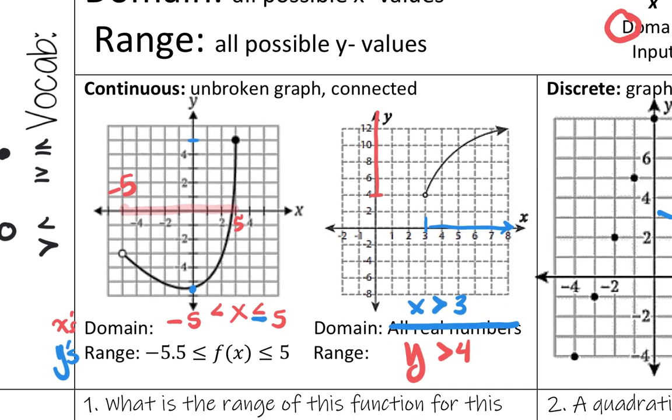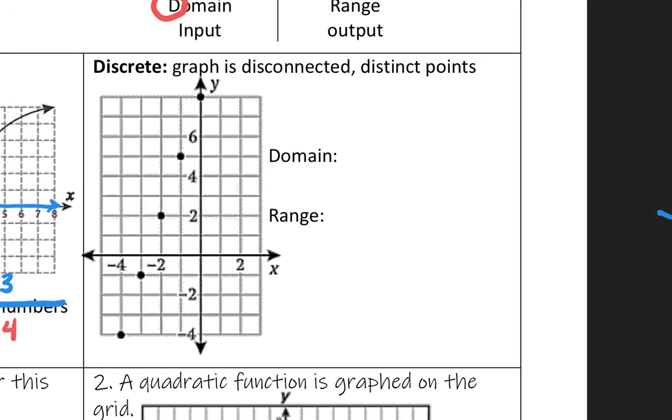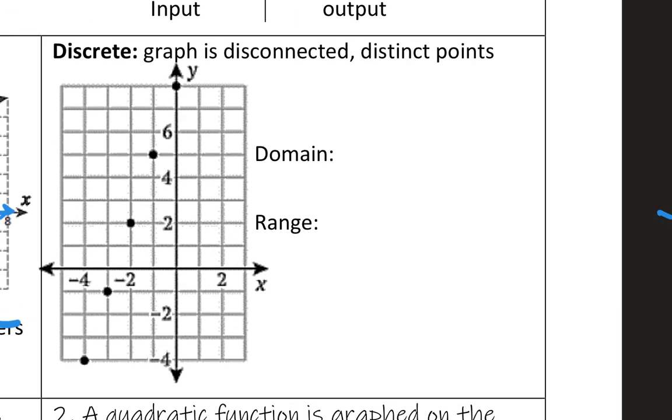Continuous graphs are connected. Discrete graphs are like scatter plots. They're just little dots everywhere. It says these are graphs that are disconnected or distinct points. Reminder, when you do domain and range with these, you list the points. That's all you do. You list the points.